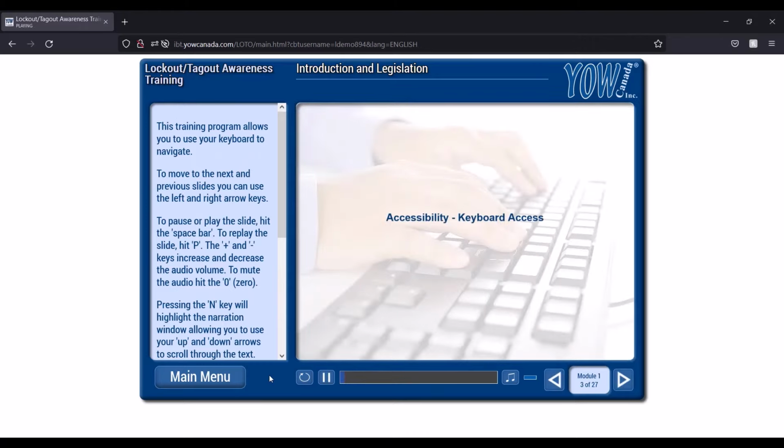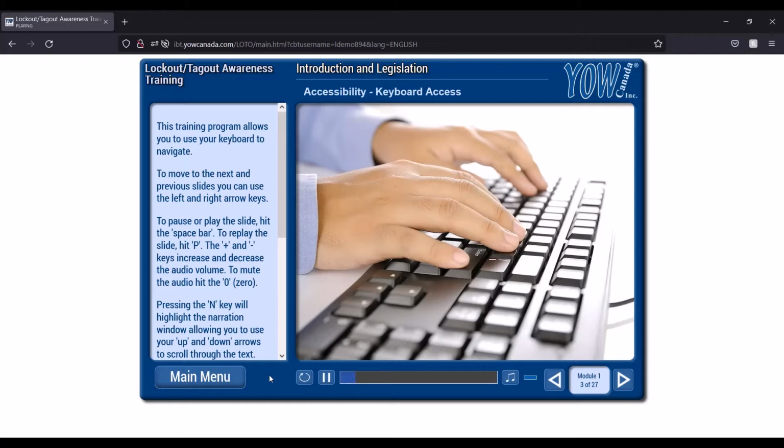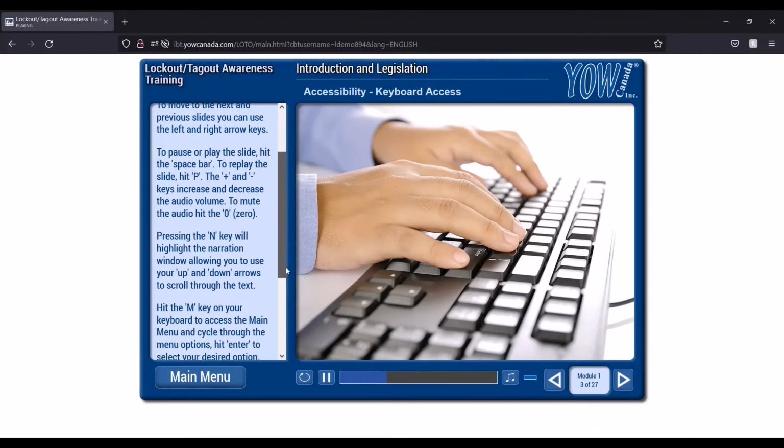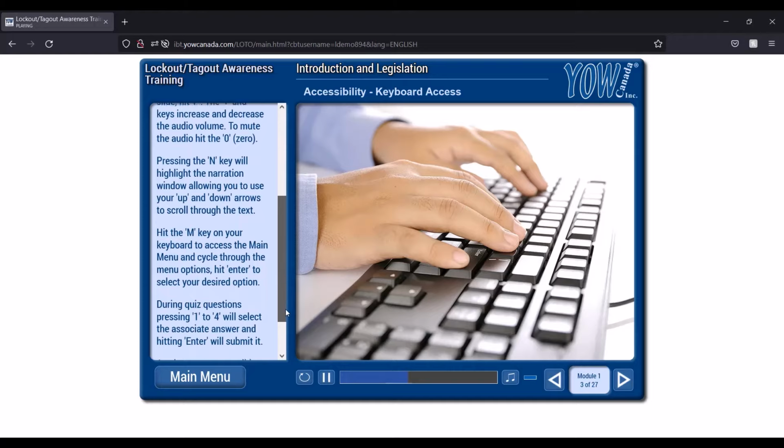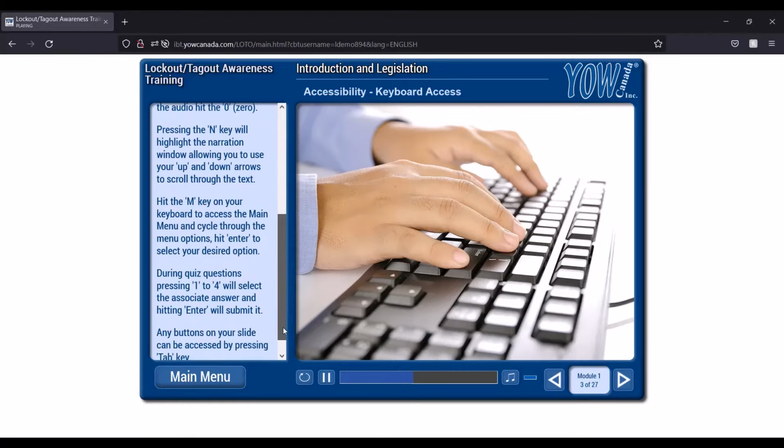Accessibility, keyboard access. This training program allows you to use your keyboard to navigate. To move to the next and previous slides, you can use the left and right arrow keys. To pause or play the slide, hit the space bar. To replay the slide, hit P. The plus and minus keys increase and decrease the audio volume. To mute the audio, hit the 0.